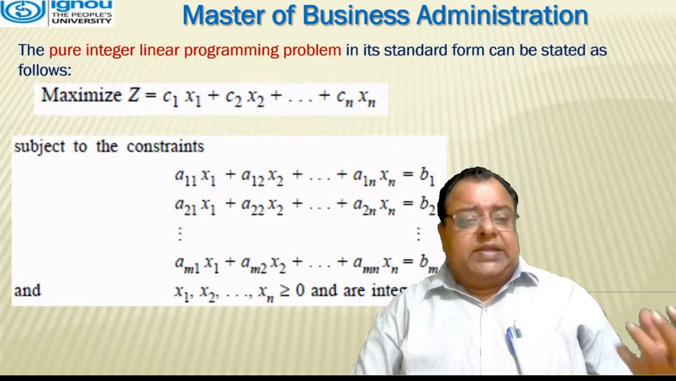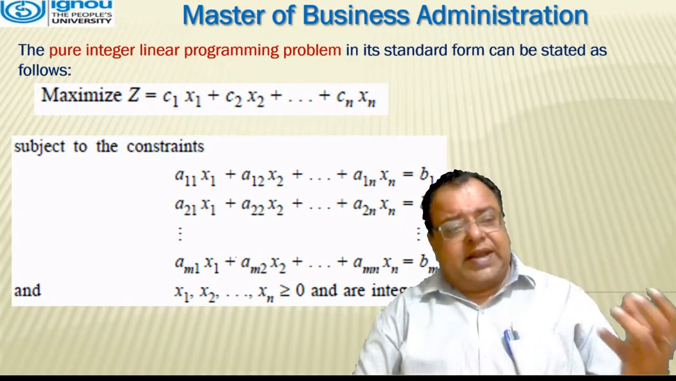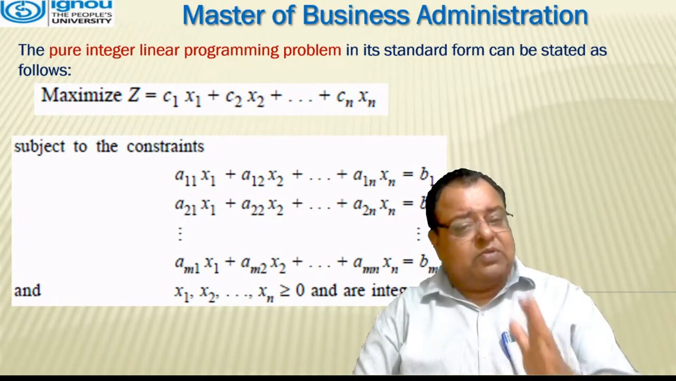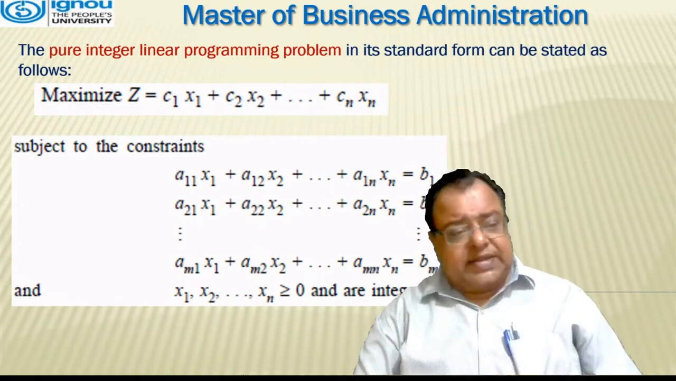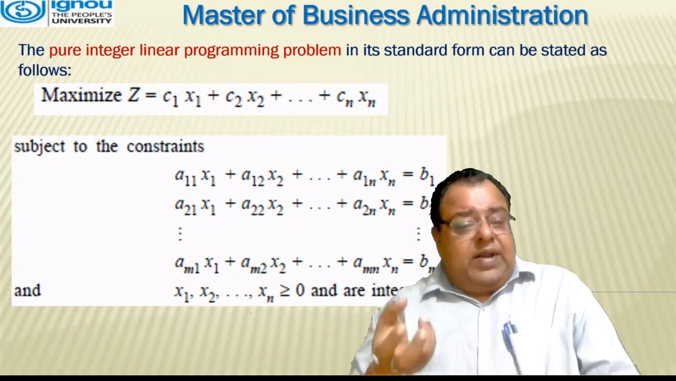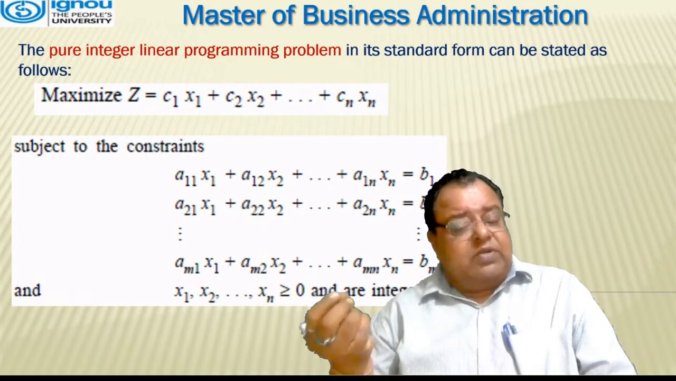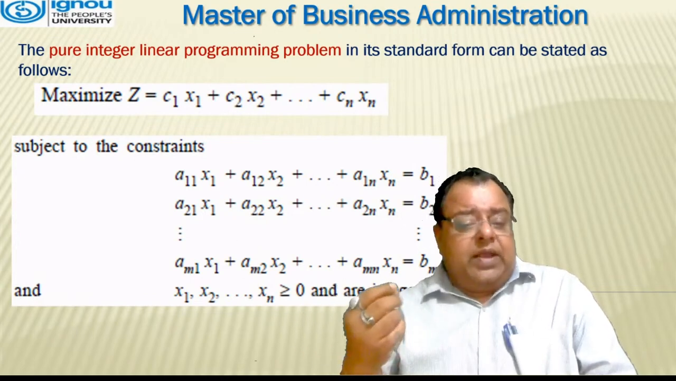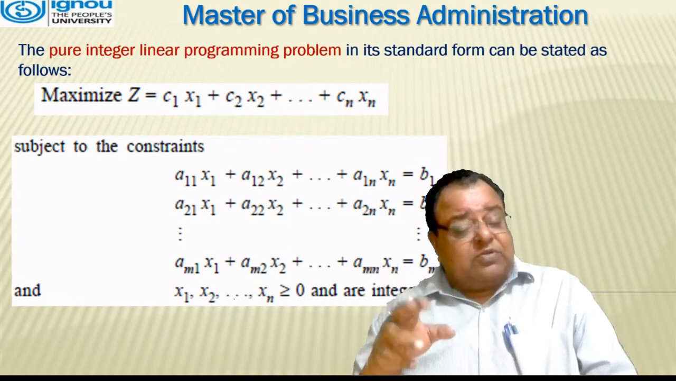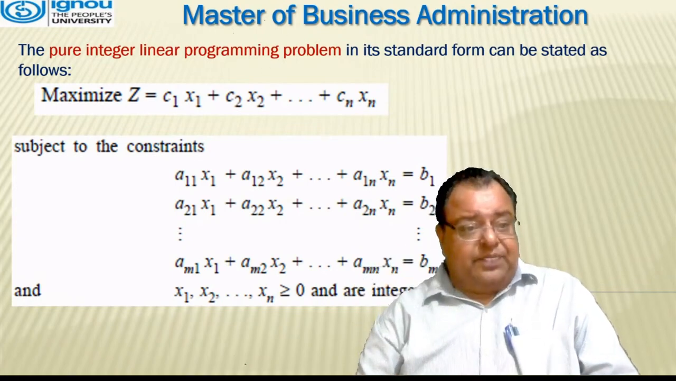The pure integer linear programming model in its standard form can be stated as maximize z equal to c1 x1 plus c2 x2 plus up to cn xn, which are again subject to constraints a11 x1 plus a12 x2 and so on, equal to b1, and similarly we get the rest. And the last one, the most important part, is x1, x2, till xn, they are all greater than or equal to 0.